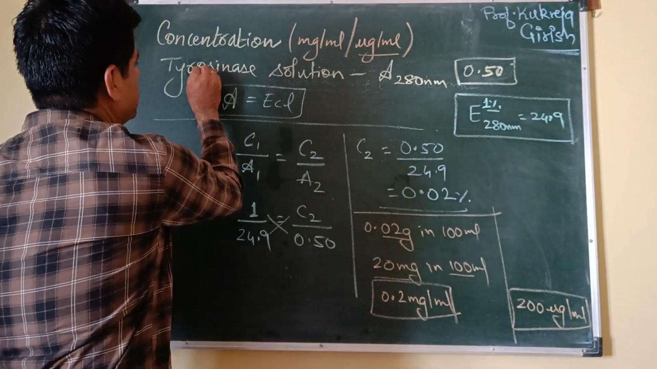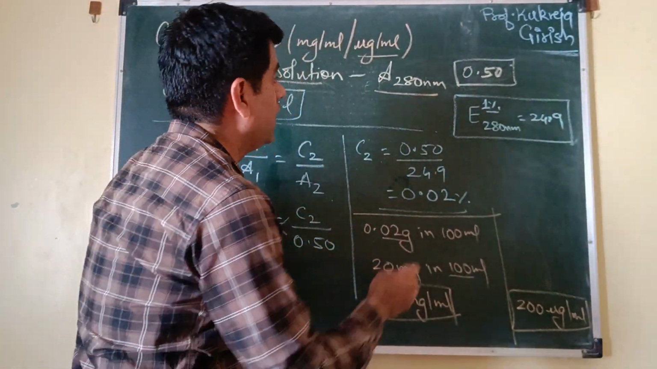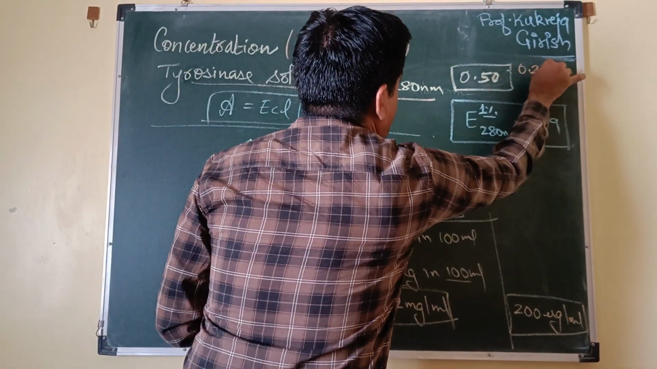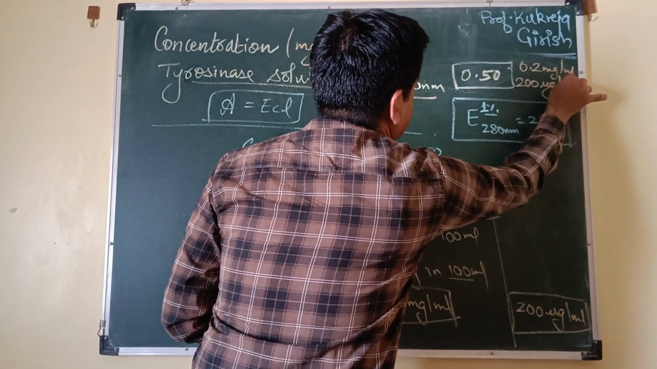So if you have a tyrosinase solution whose absorption at 280 nanometer is 0.50, it is 0.2 milligram per ml or 200 microgram per ml.